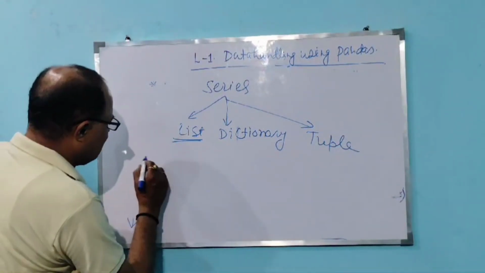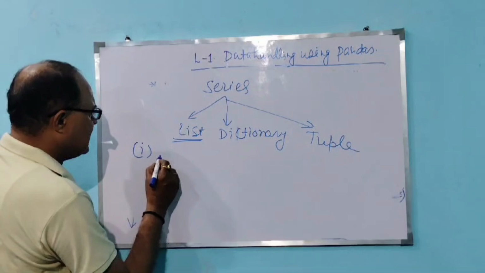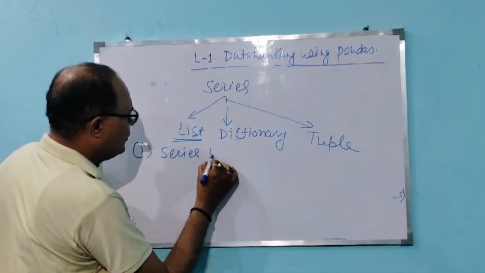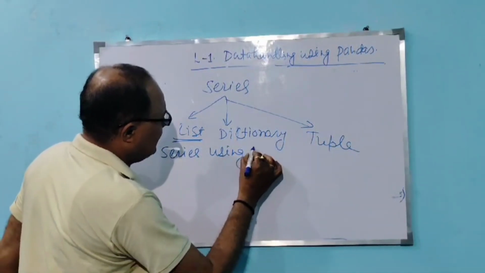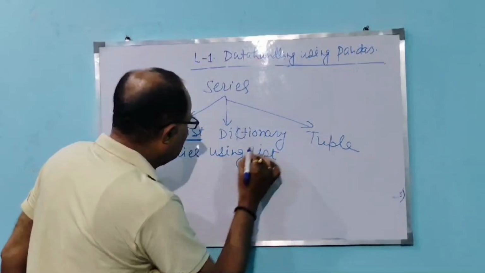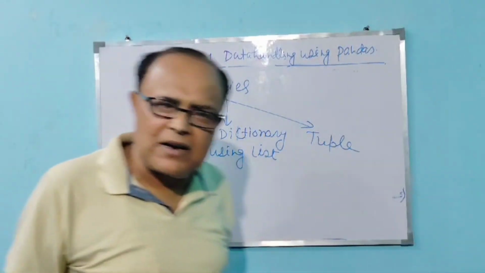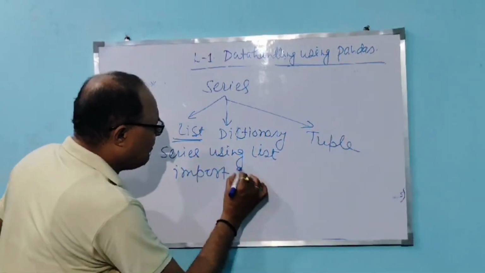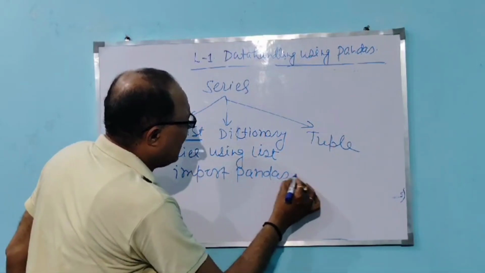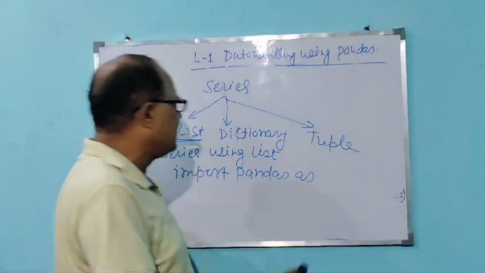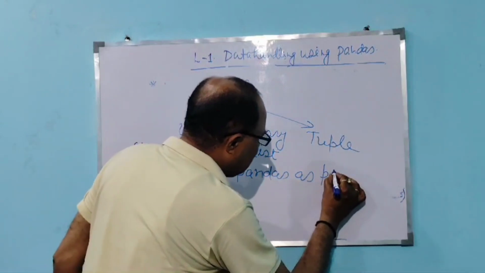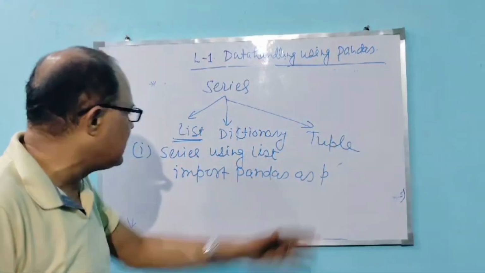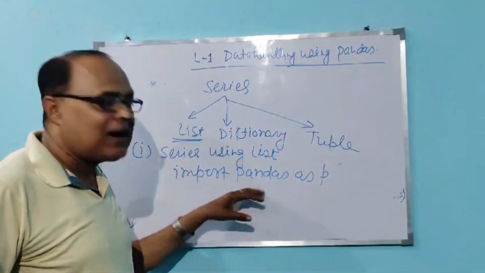Suppose I am going to discuss how to create a series using a list. Series is a part of pandas, so we have to write import pandas as, and we can give any name. Suppose I write P: import pandas as P. What is P? It is an alternative name of the pandas library.